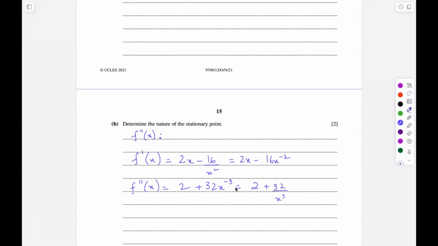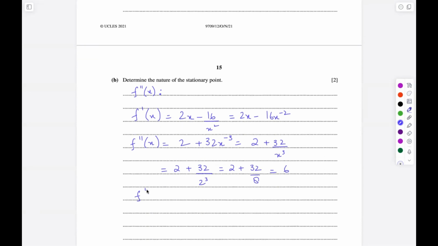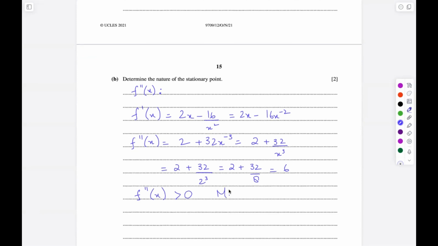Now the value of x was 2, so substituting 2 in place of x, we'll get 32 upon 2 cube, which will be equals to 2 plus 32 upon 8. 32 upon 8 is 4, so this will be 6. As f dash of x in this case is greater than 0, we will say that it will be a minimum point.